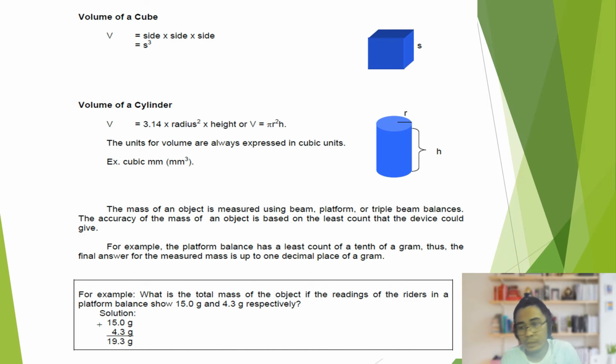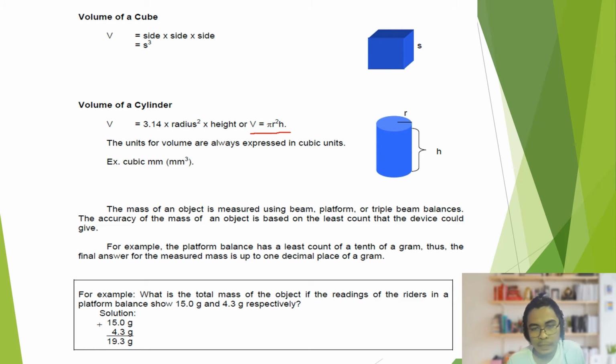Now, we also have objects like cube and the cylinder, but in this case, we have different formula since we're dealing with different shapes. Okay, for the cube, that is s raised to 3, or that's side times side times side. Now, for the volume of cylinder, okay, we have this formula wherein the volume is equal to pi r squared h. Okay, so we need to account for the radius and the height and multiply that with the value for pi, which is 3.14.